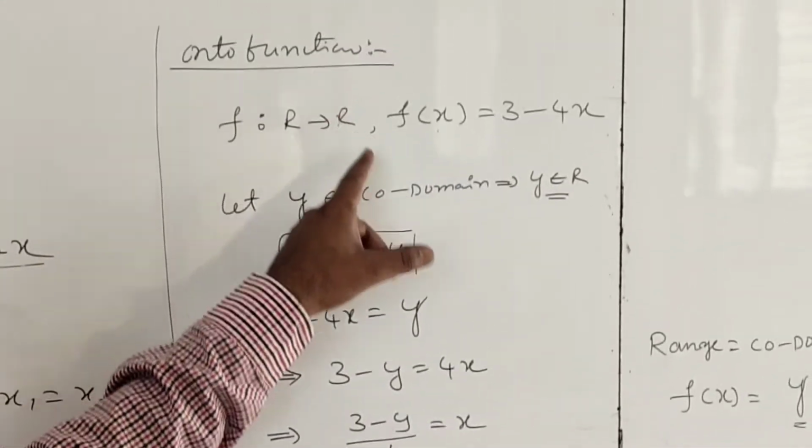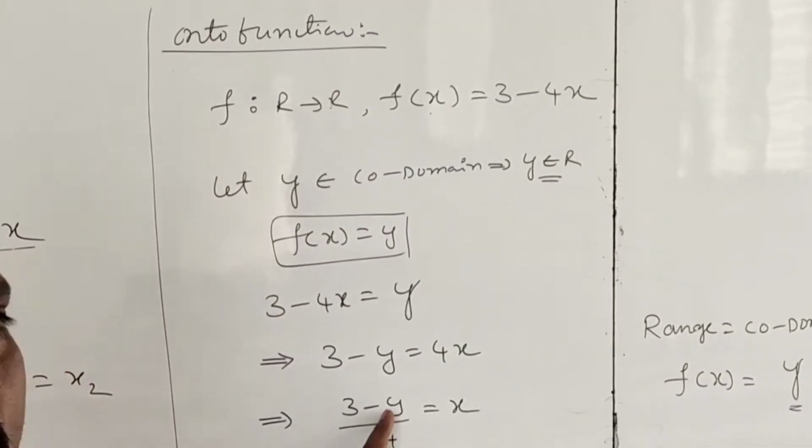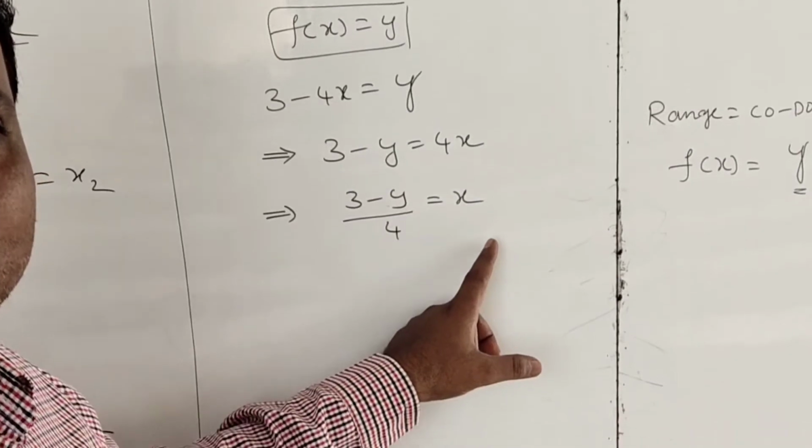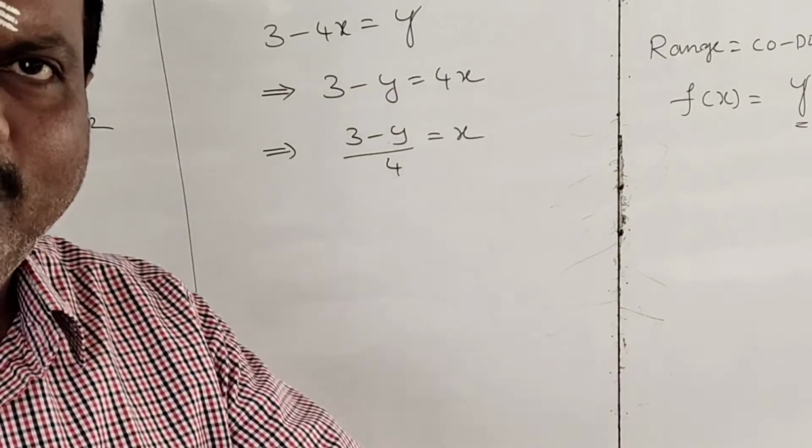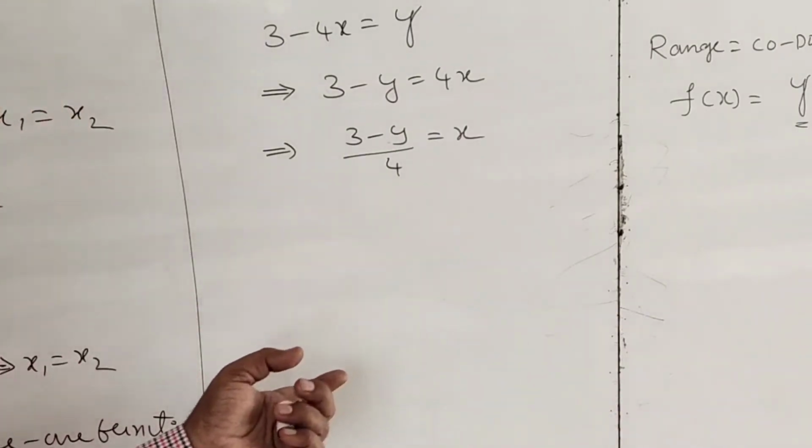Y means codomain. In the codomain, whatever value you substitute, that must be in x. Why? Because x is also a real number. That point will represent a real number. Correct or not? No restrictions here.